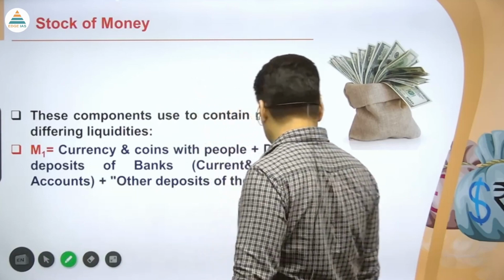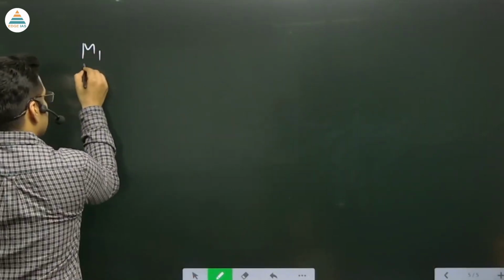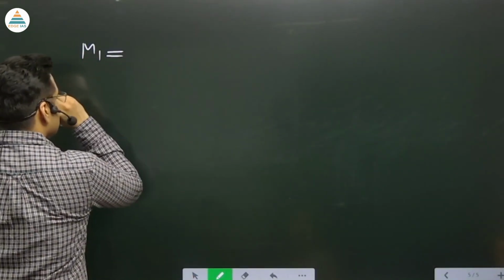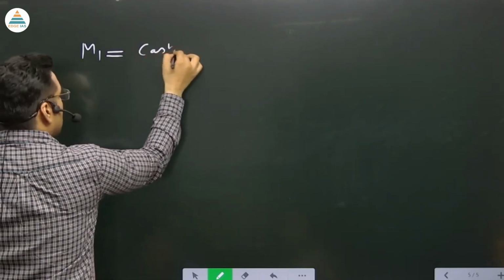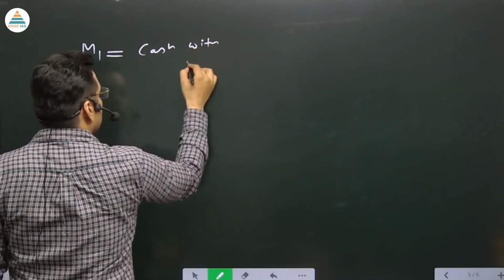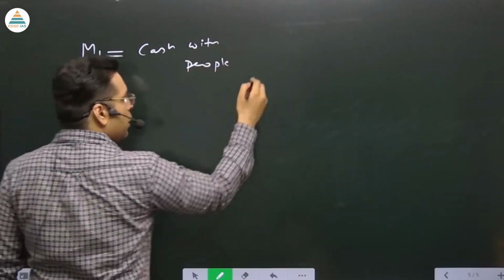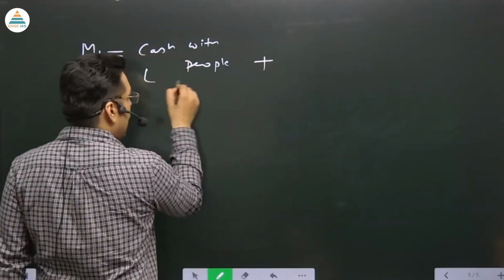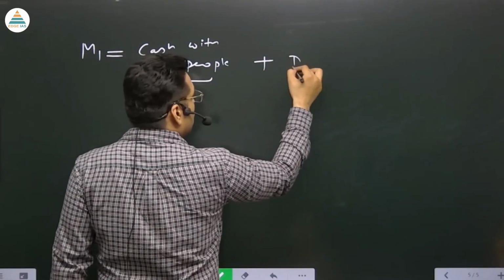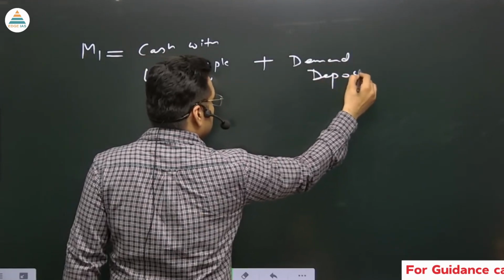Now, what is M1? M1 means... The first concept is M1. M1 means the cash with people, the currency in circulation, plus the demand deposits by banks. Now, what does it mean?